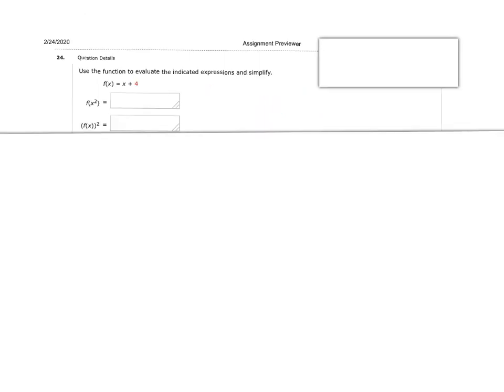All right, once again here, two different questions. The first one is just asking me to plug in an x squared for x, and so that one's pretty simple. The second one is asking me to square the whole function, and so I would have to write it twice and do a little FOIL.